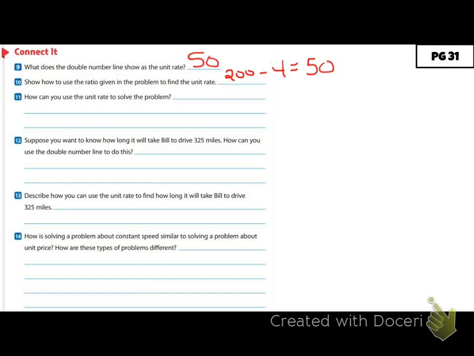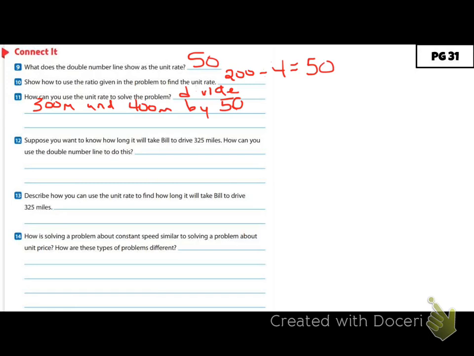So now that we have that, number 11, how can you use the unit rate to solve the problem? Well, the original problem was, how long will it take Bill to drive 300 miles? And how long will it take him to drive 400 miles? And that's at the top of page 30. So, if we divide 300 miles, I'm going to put an M for miles, and 400 miles by what? You're always going to divide by your unit rate, which is 50, to find how many hours it will take to drive each distance.